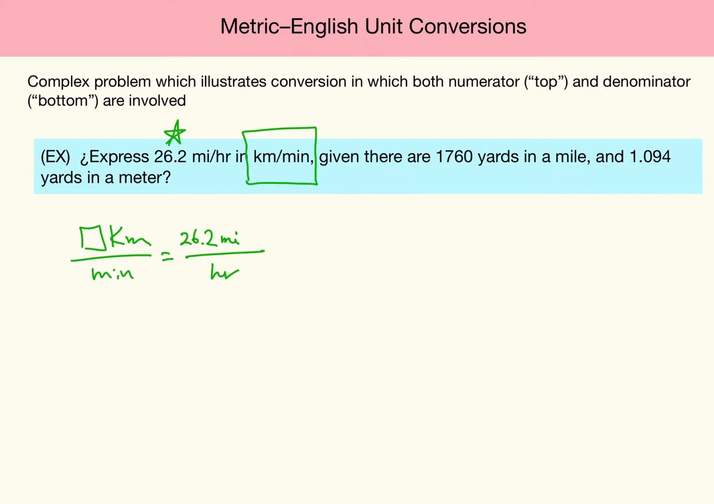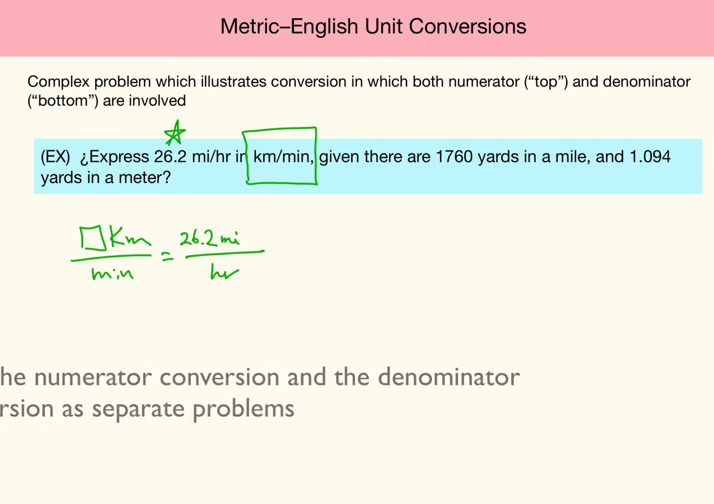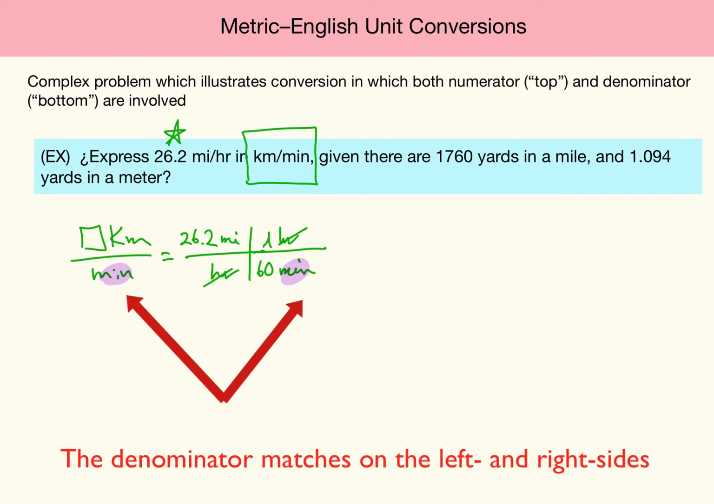Notice we have two tasks. The denominator, hours, has to be converted to minutes. But there's another task we have to work. Miles has to be converted to kilometers. So let's start with our unit of time. We know that in 1 hour, there's 60 minutes. I write the conversion that way because hours has to go away, and I'm looking for minutes, and it showed up. So I'm done with the denominator part of my conversion.